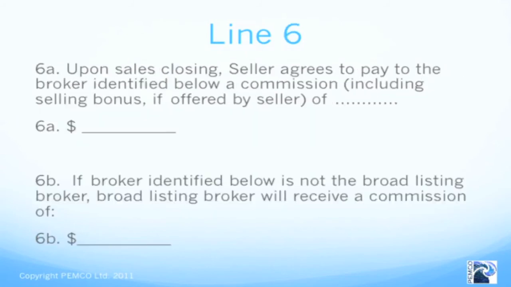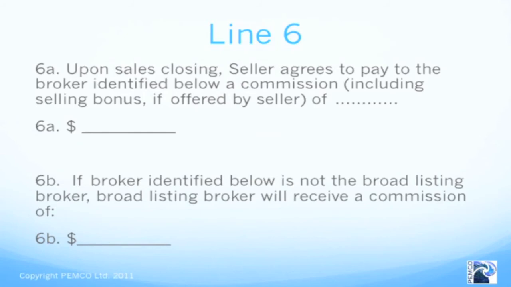Line 6A. This line is the numeric figure representing the amount the selling agent will receive as their commission from HUD. Per HUD guidelines, the selling agent can receive up to 3% commission. This numeric figure, once again, will have already been filled in at the bid submission page and therefore will be auto-populated for you.